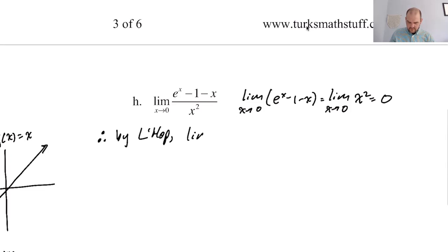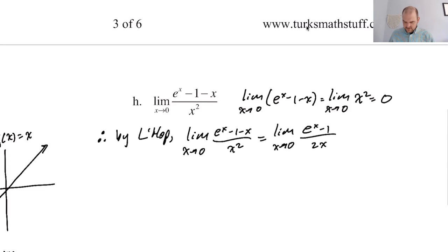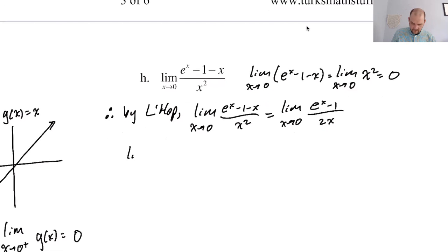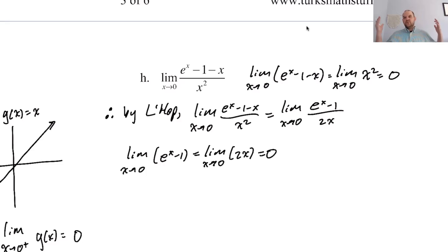the limit as x approaches 0 of e to the x minus 1 minus x over x squared is equal to the limit as x approaches 0 of, let's use L'Hopital's rule. The derivative of the top is just e to the x minus 1, over the derivative of the bottom, which is 2x. What's happening here? This is so annoying, because the limit as x approaches 0 of e to the x minus 1 is equal to the limit as x approaches 0 of 2x, which equals 0. We're going to do it again, right?